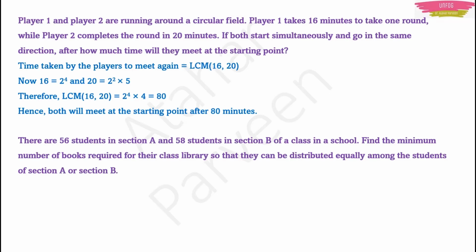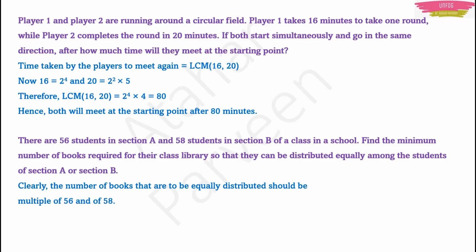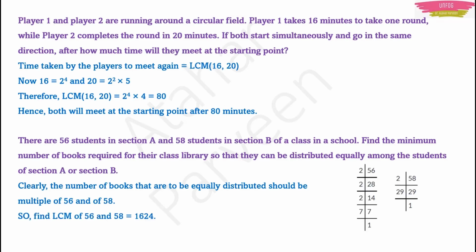Okay, next question is, there are 56 students in section A and 58 students in section B of a class in a school. Find the minimum number of books required for their class library so that they can be distributed equally among the students of section A or section B. Here also you have to do LCM. Clearly the number of books to be equally distributed among section A or section B should be a multiple of both 56 and 58. Now find the LCM of 56 and 58, either separately or together, you will get the same answer. It will be 1624. So these 1624 books are required in that library to distribute among the students of section A or section B.